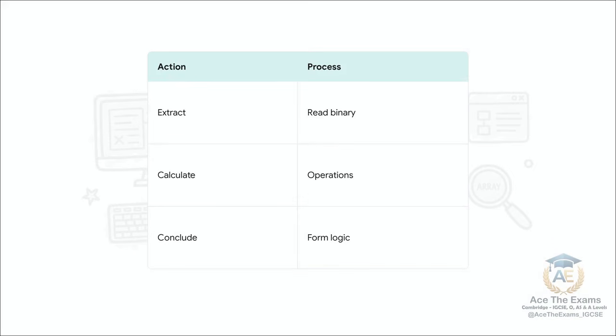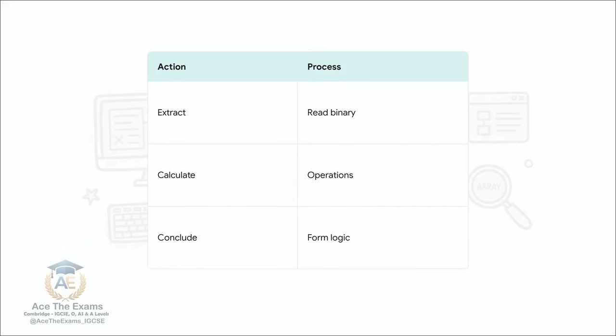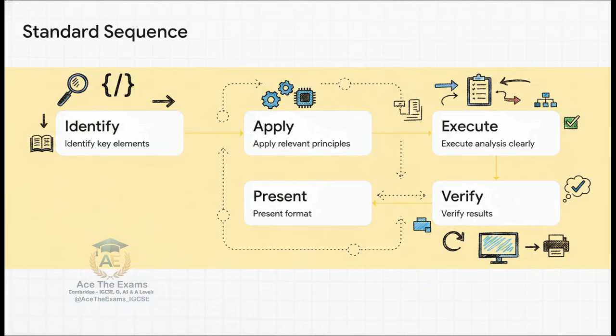Our student Sam, the rusher, completely skips the calculate phase. Sam extracts the data, panics, and jumps straight to a guessed conclusion. And the examiners, they see right through it instantly. And this slide brilliantly illustrates the standardized 5-step sequence that examiners desperately expect to see systematically processed in your working. It's a chain of logic.